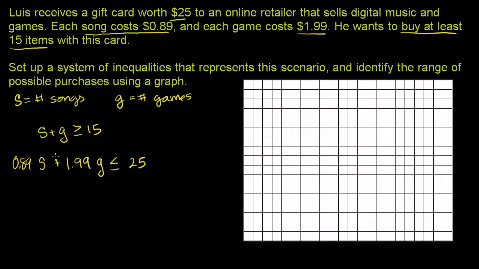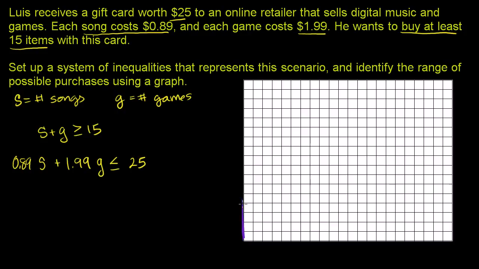Now, if we want to graph these, we first have to define the axes. So let me do that right here. We only care about the first quadrant, because we only care about positive values for the number of songs and the number of games. We don't talk about scenarios where he buys a negative number of songs or games. So we're just going to use the positive quadrant. Let me draw the axes.